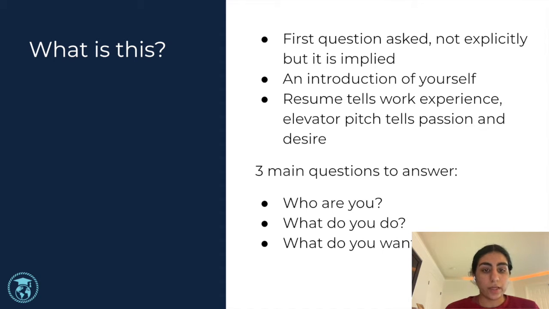So what are the three main questions that we're going to answer today? It's who are you, which is the past, what do you do, present, and what do you want to do, which is the future. These may seem very general, but they are good to keep in mind on how you will structure and plan out your elevator speech. Don't worry if you're still confused on what each of these mean. We will come back to them later.